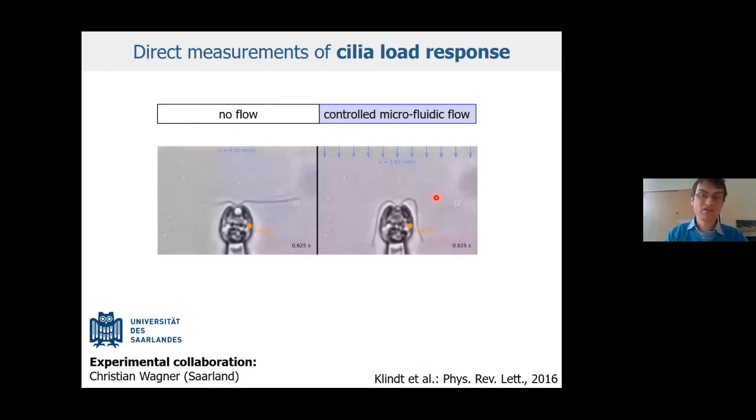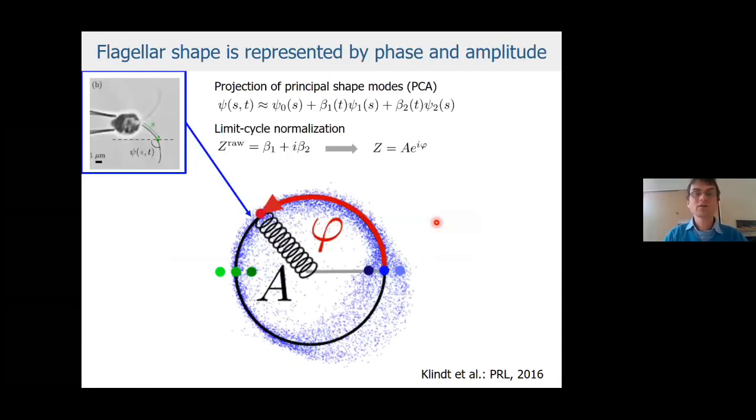But we can now quantify if anything has changed when we compare the left, no flow, and the right, with flow. And for that, we again use this principal component analysis that I introduced at the very beginning of my talk for the bull sperm cells. So again, we track the cilia of Chlamydomonas at each point in time. We get the arc length, the tangent angle profile as a function of arc length and time. We do the principal component analysis, and at the end of the day, each cilia shape in a movie frame is mapped on one blue point in this abstract shape space.